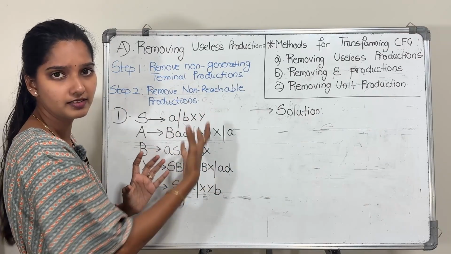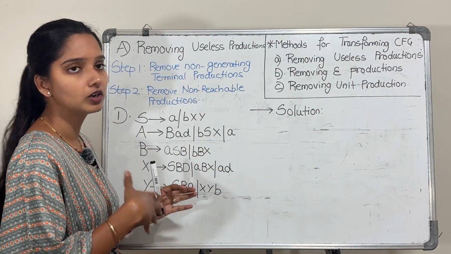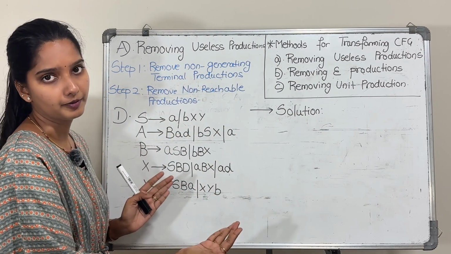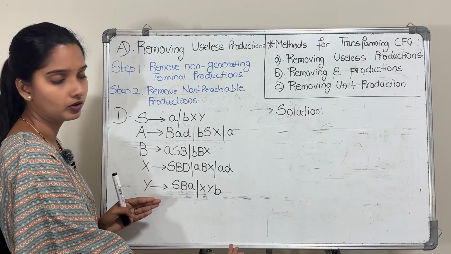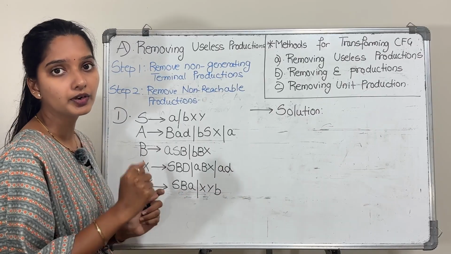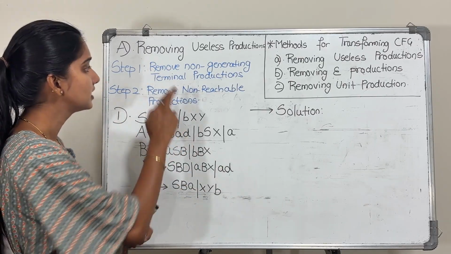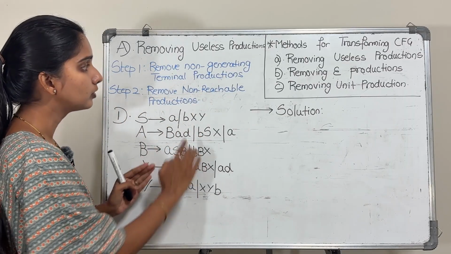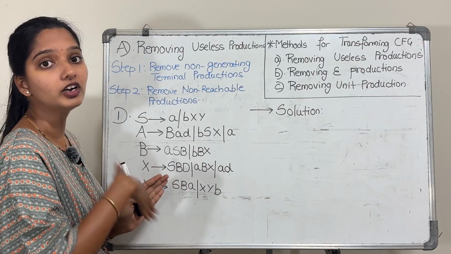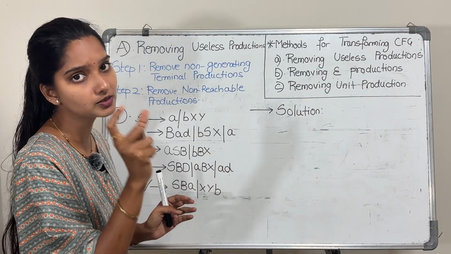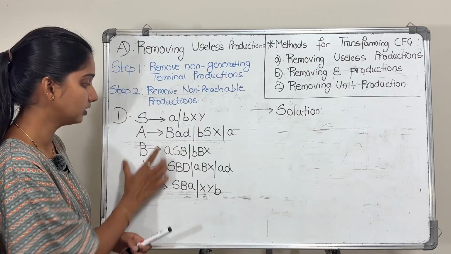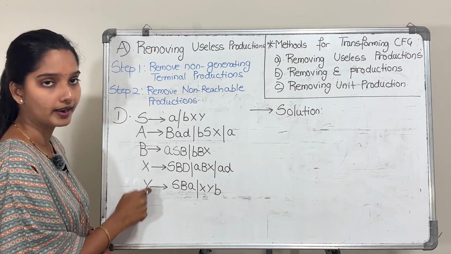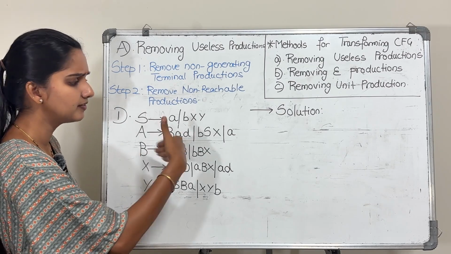To understand this, we'll solve an example. Usually the question can come as: remove useless production from a given grammar. This is the grammar which is given to you, and you need to remove the useless production. What is the first step? Step one is remove non-generating terminal production. You have to remove the productions which are not generating a terminal. Terminal means a small letter. Here, how many non-terminals are given? There are 5 non-terminals, which are S, A, B, X and Y, and they give us some productions.